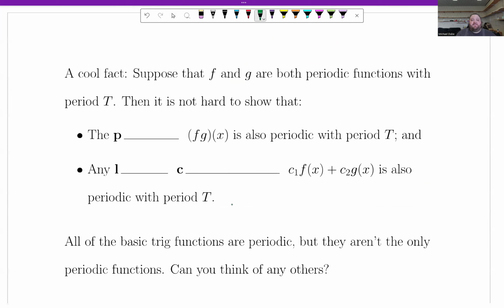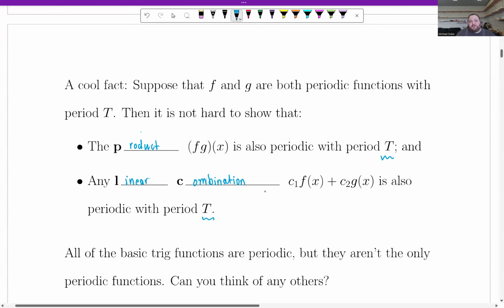A cool fact: suppose that f and g are both periodic functions with period T. Then it is not hard to show that the product of f times g at x is also periodic with that same period T. And any linear combination, c1 times f of x plus c2 times g of x, is also periodic with period T. So if we have two periodic functions with the same period and we multiply them by one another or add them in some linear combination, then that result, product or summation, is itself periodic with the same period T, assuming they're the same.